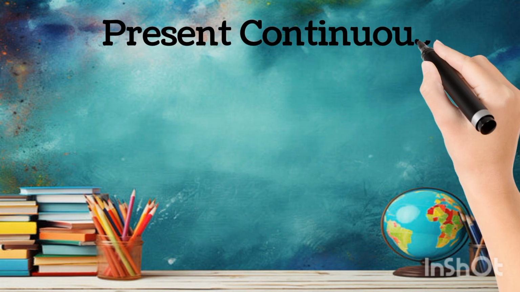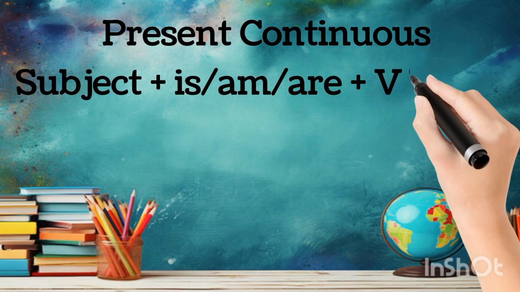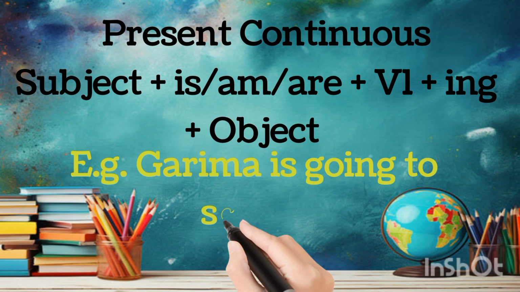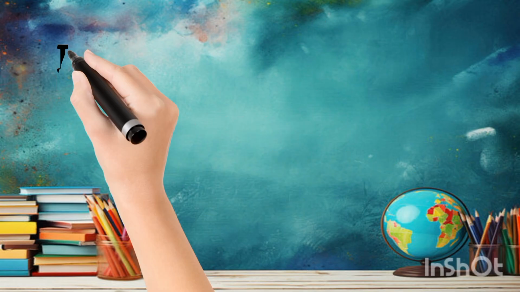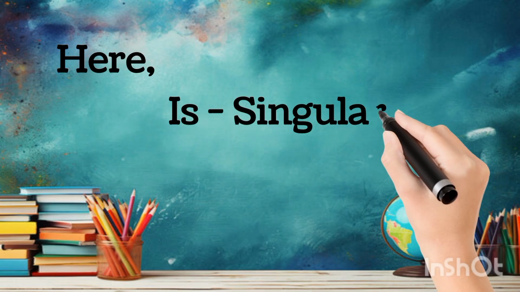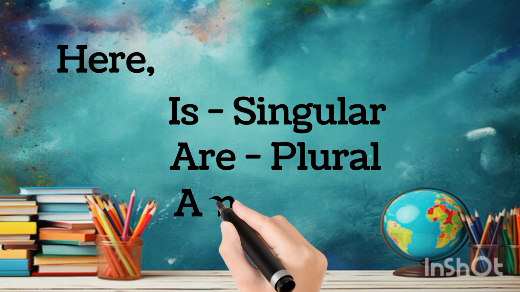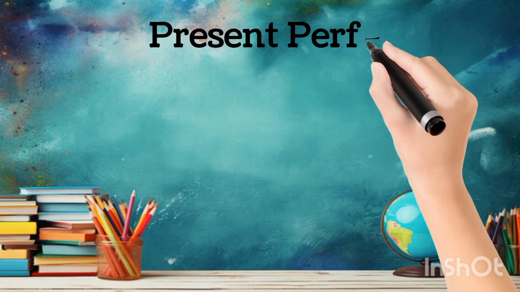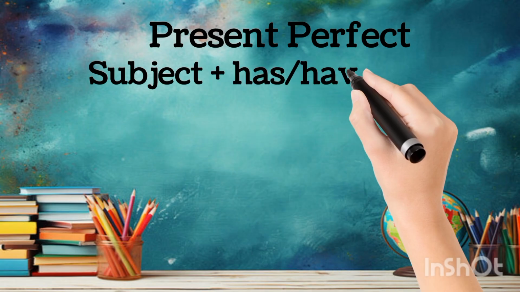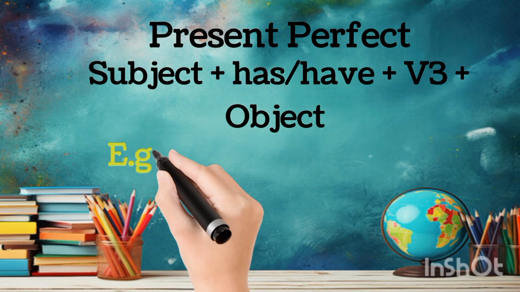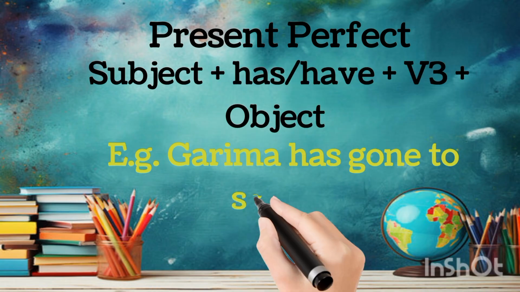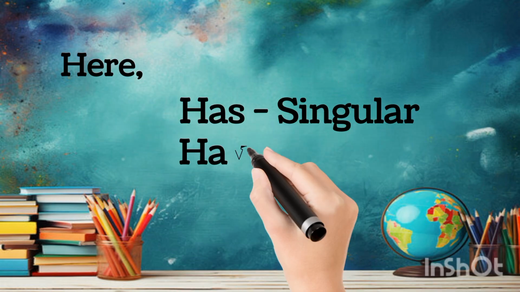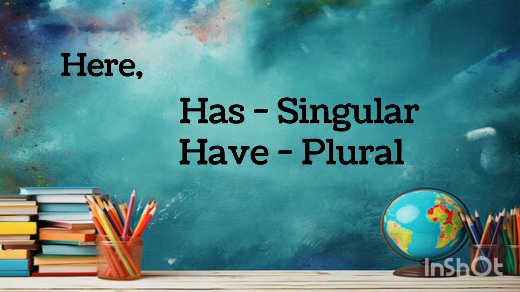Next, present continuous. Rule: subject plus is/am/are plus v1 plus ing plus object. Example: Garima is going to school. Here is is used with the singular, are is used with the plural, and am is used just with I. Number 3 present perfect. Rule: subject plus has/have plus verb third form plus object. Example: Garima has gone to school. Here has is used with singular and have is used with plural.